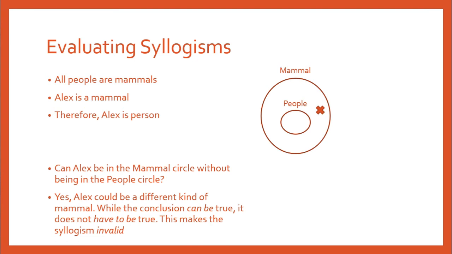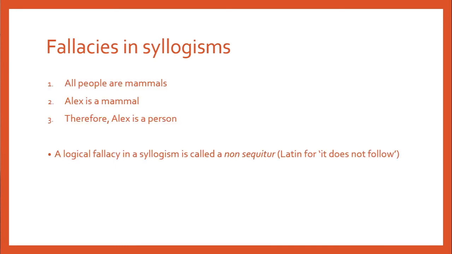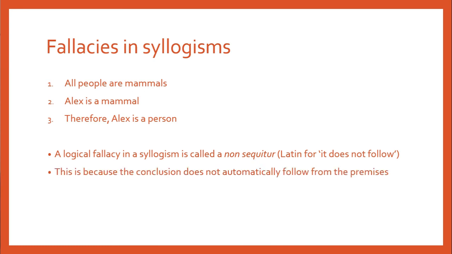So that means that this syllogism has a logical flaw, or a fallacy. So, our syllogism here, all people are mammals, Alex is a mammal, therefore Alex is a person, contains a logical fallacy. When there are fallacies in syllogisms, those are called non sequiturs, which is Latin for it does not follow. The name of this syllogism comes from the fact that the conclusion does not automatically follow from the premises. Sort of a simpler way to say that is that the premises being true does not automatically make the conclusion true.